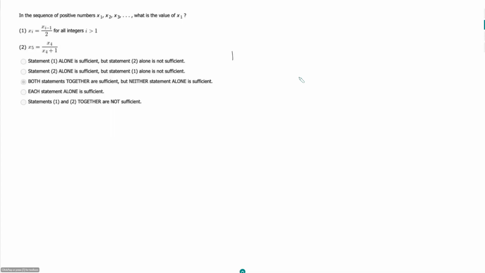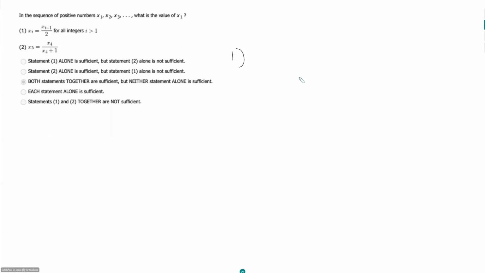Statement 1 says x sub i is equal to x sub i minus 1 all over 2 for all integers i greater than 1, which they have to say just because the first term in your sequence is not going to have a term prior to it. So this is saying for any term in our sequence other than the first term, that term is equal to the term before it divided by 2.